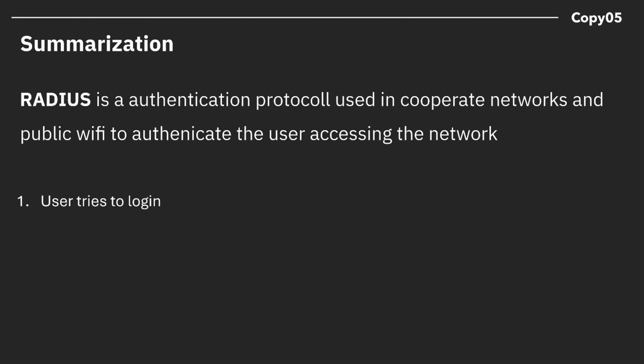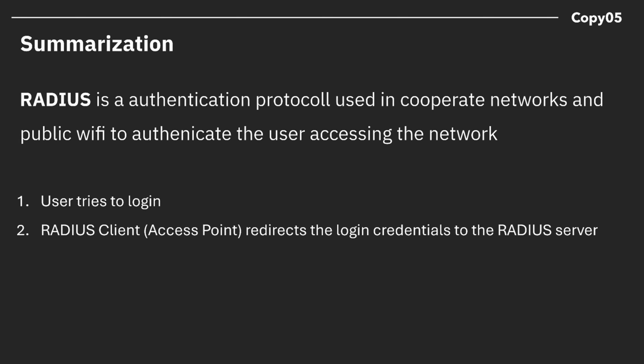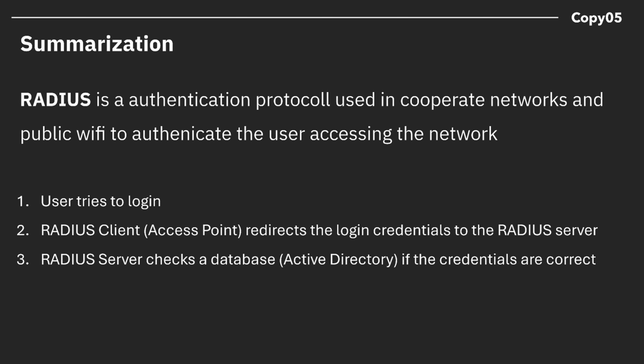First, the user attempts to log in. Then, the Radius client, for example, an access point, forwards the login credentials to the Radius server. The Radius server then checks a database, for example, Active Directory, to verify the credentials. And at last, if the credentials are correct, the user is authenticated and granted access.